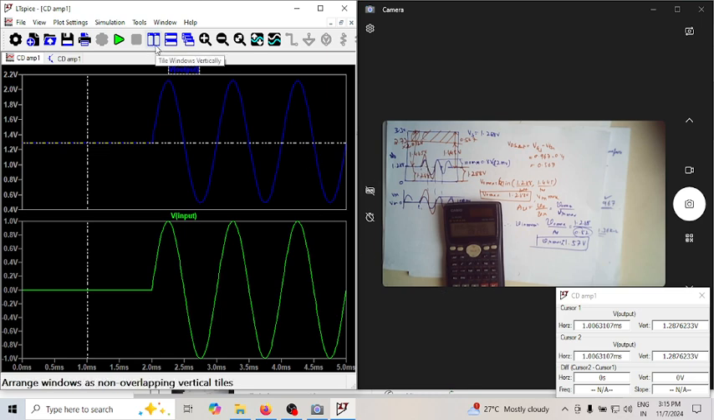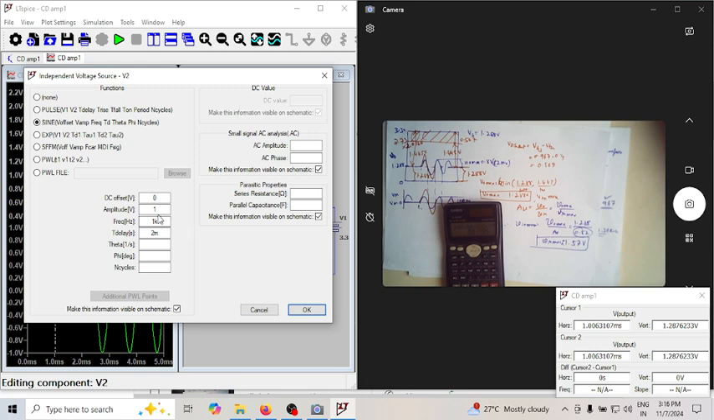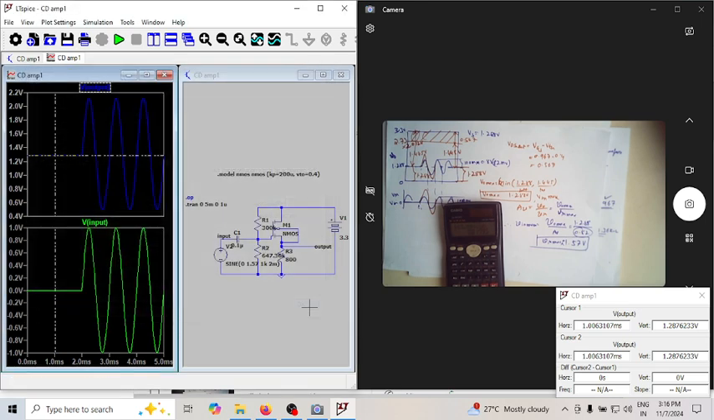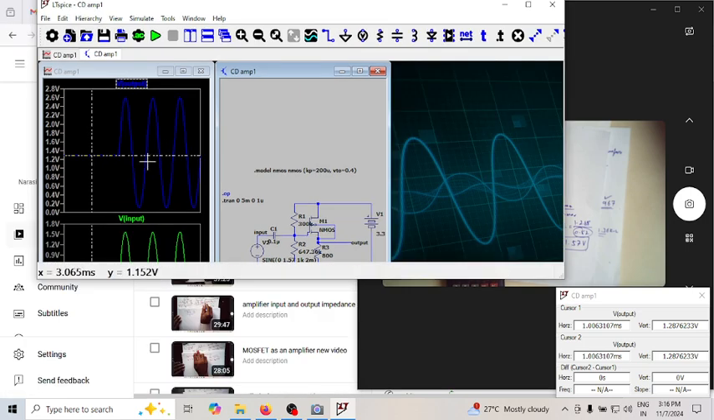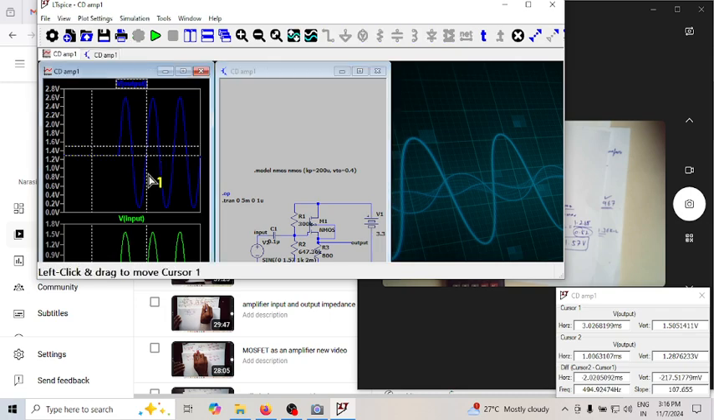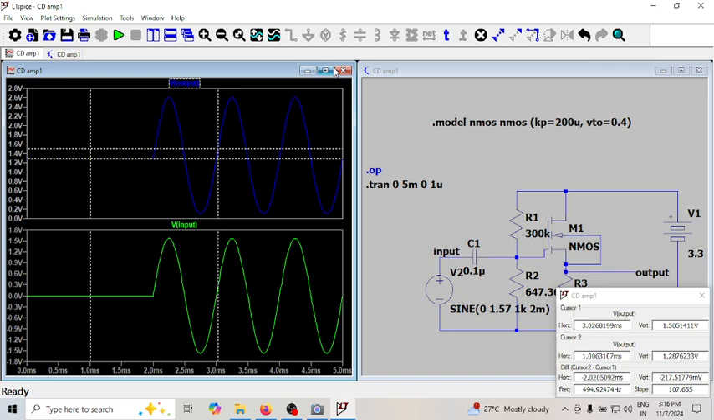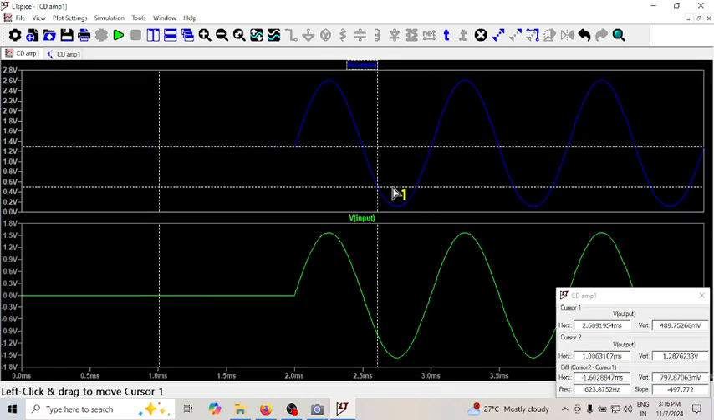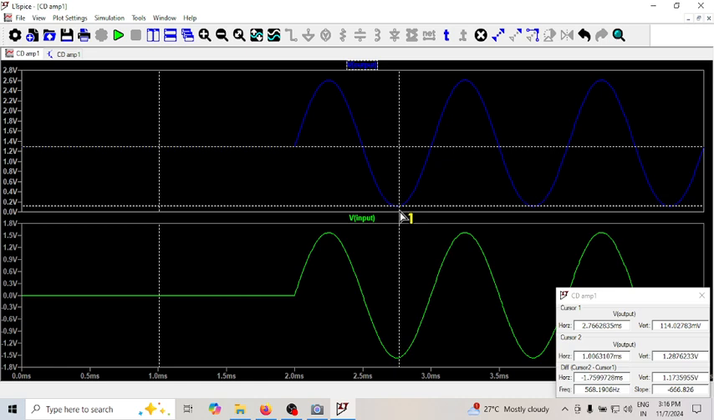Now let us make the input amplitude 1.57. If I make the input amplitude 1.57, the output will simply glance the 0. If I just run it now, you can see the bottom one almost touches ground. Let me make this a bit bigger. You can see this is almost touching. How much is the voltage? It is 114 millivolt. It's almost 0.